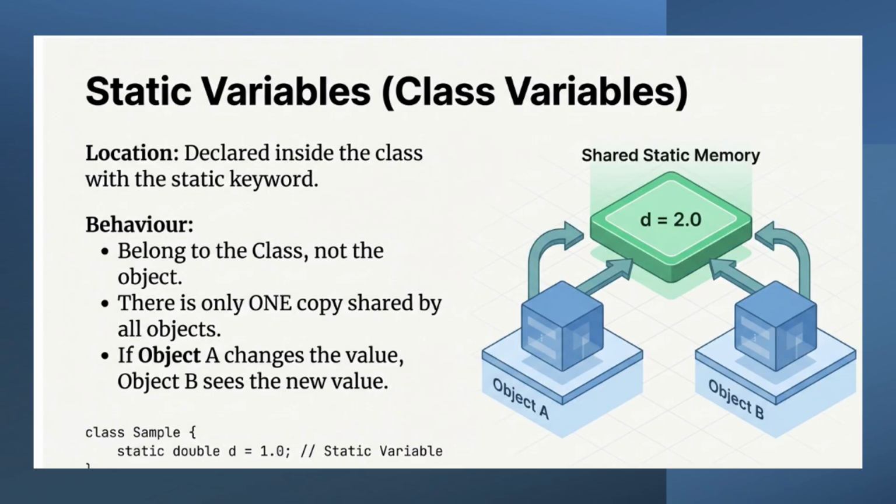Static variables are declared with the static keyword and belong to the class, not individual objects. Only one shared copy exists in memory. When one object changes a static variable, the updated value is visible to all other objects because they reference the same shared data.